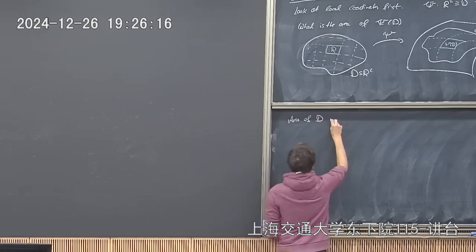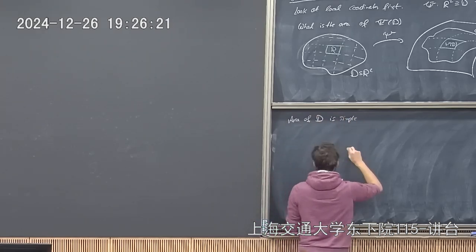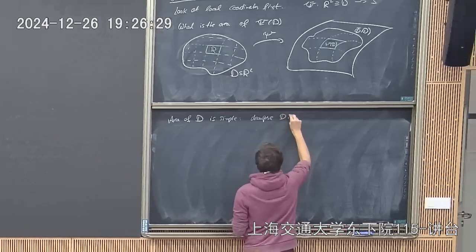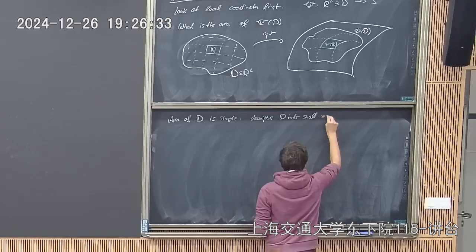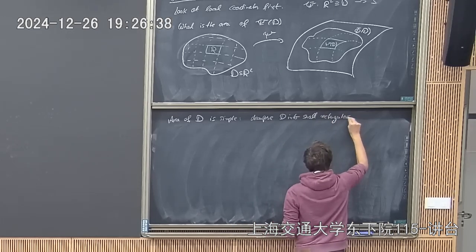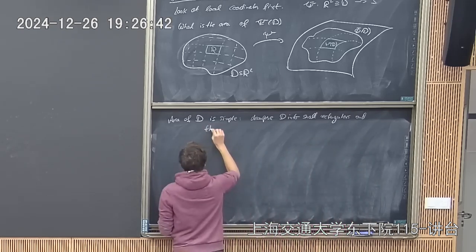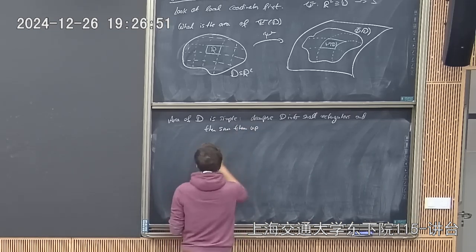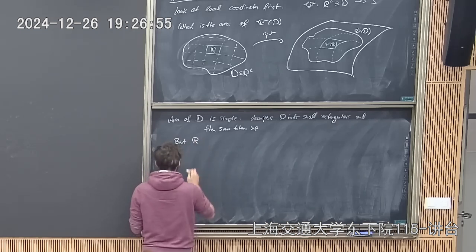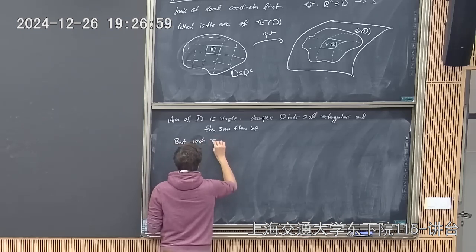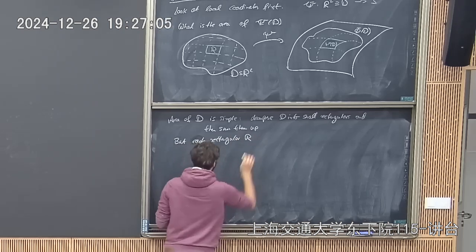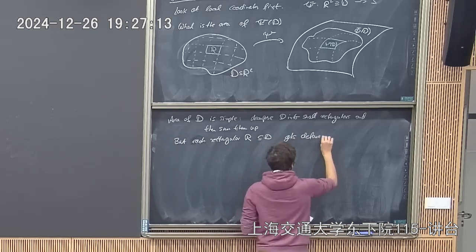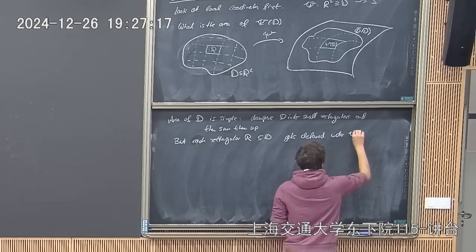The area of D is simple: decompose it and sum them up. But each of these rectangles in D gets deformed on the chart.